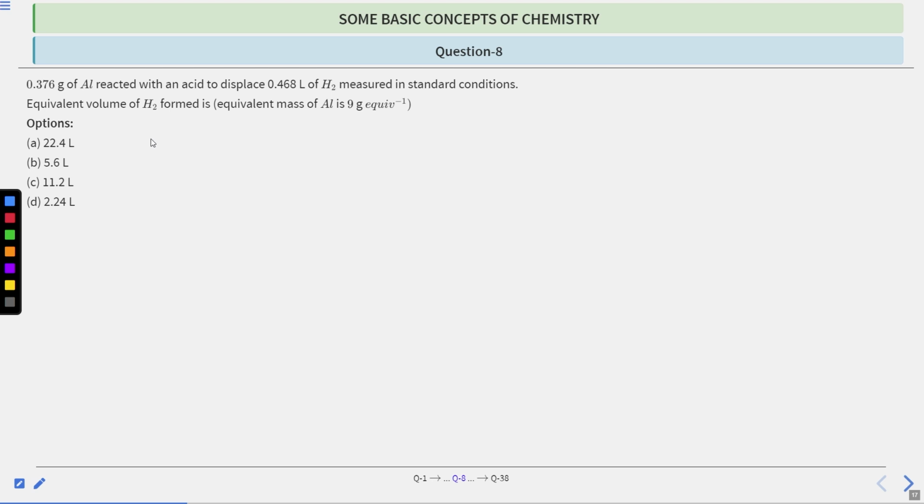Moving on to our question 8. 0.376 gram of aluminium reacted with an acid to displace 0.468 liter of H2 measured in standard conditions. Equivalent volume of H2 formed is. The equivalent mass of aluminium is given, that is 9 gram per equivalent, and options are 22.4 liter, 5.6 liter, 11.2 liter or 2.24 liter. You have 10 seconds to solve this question by yourself. After that, we will solve this question.